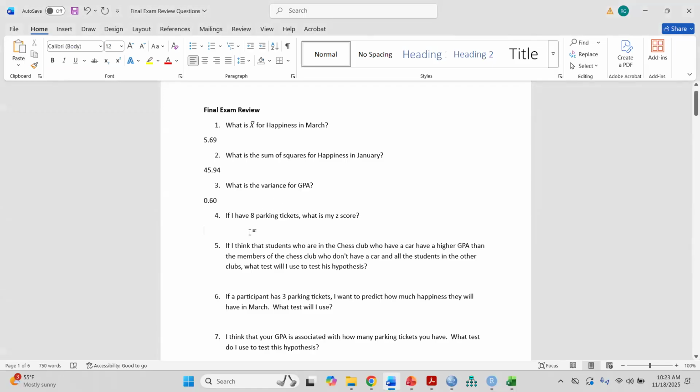If I have 8 parking tickets, what is my z-score? Parking tickets is 8. What is my z-score?